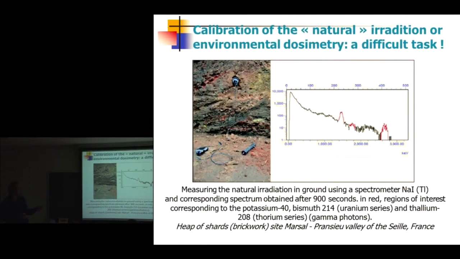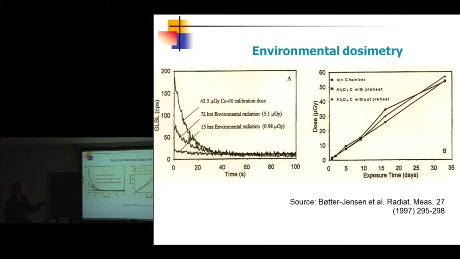So, some examples. Of course, very important is to know the natural irradiation of the site. This is not so easy, and you have to control this. For instance, if you find a pottery around here, you also need to control what the natural dose is. This red peak shows you the natural irradiation. This is the peak coming from energy, and you have information about natural irradiation around the place where they discovered the pottery or something like that.